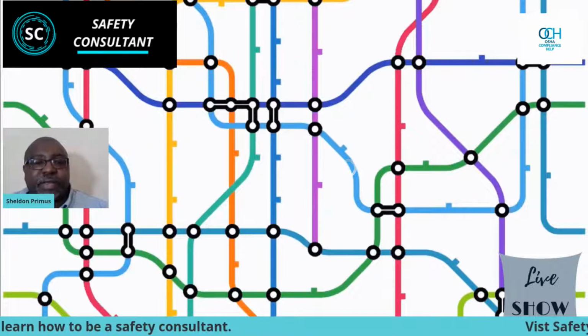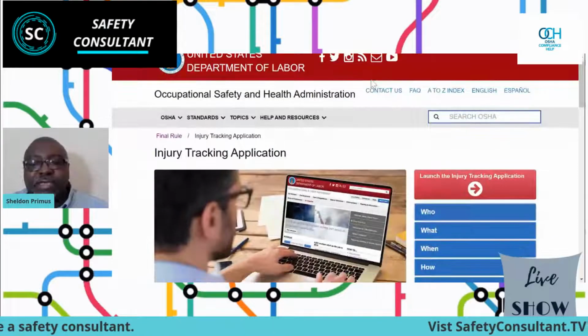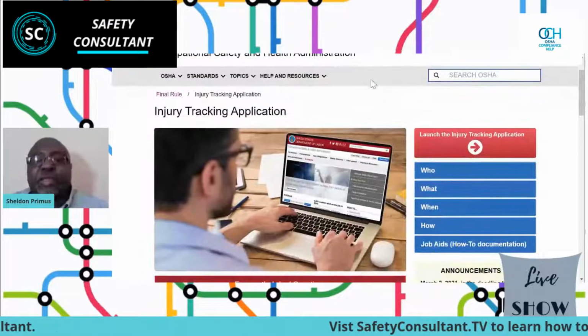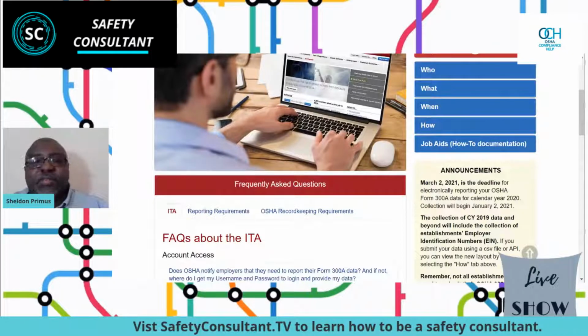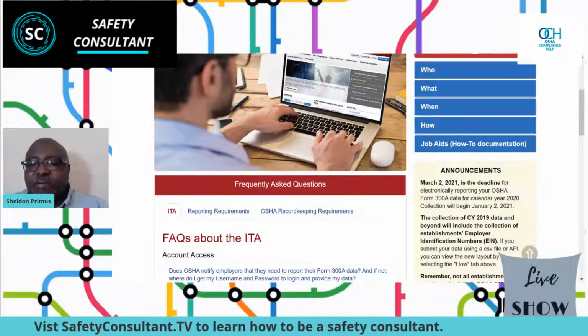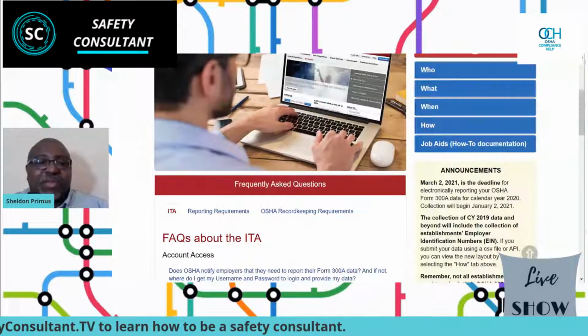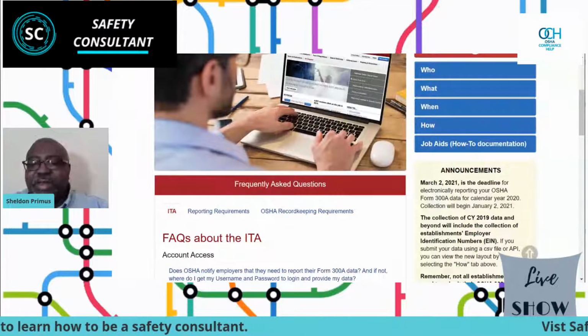So let's do that. First I'm going to share this record keeping page. Let's see if you're seeing this. All right, looks like you're seeing it. So this is the biggest issue right now for compliance: making sure that you are going to do the injuries and illnesses right now.